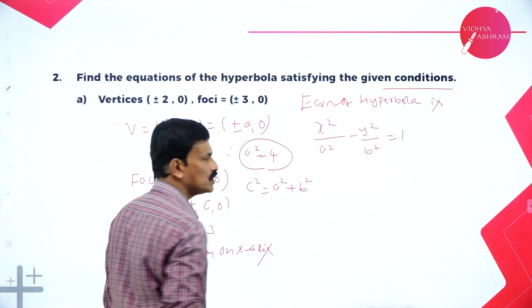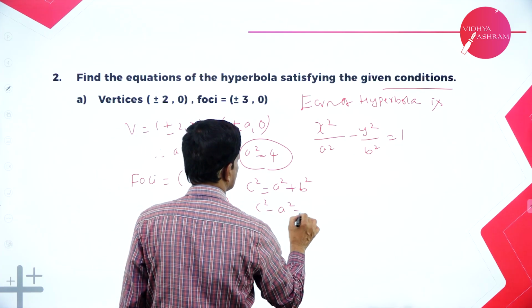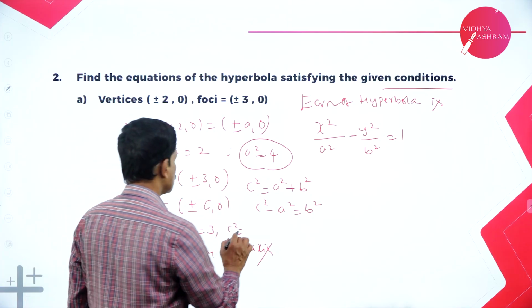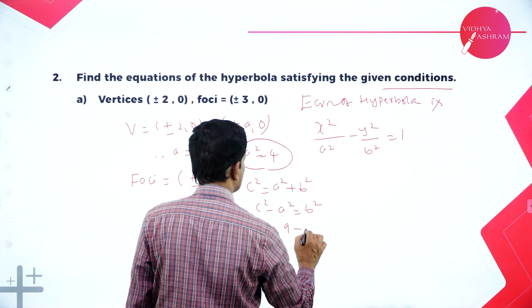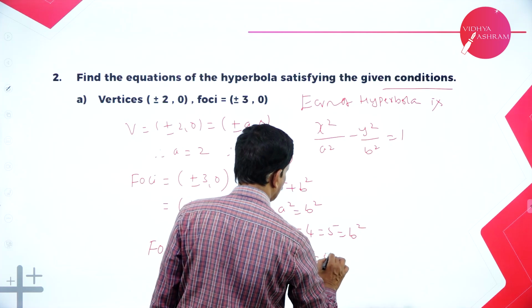c square is equal to a square plus b square. Now c square minus a square is equal to b square. What is c? c is equal to 3, c square is equal to 9. So this is 9 minus 4, that's equal to 5. So b square is equal to 5.